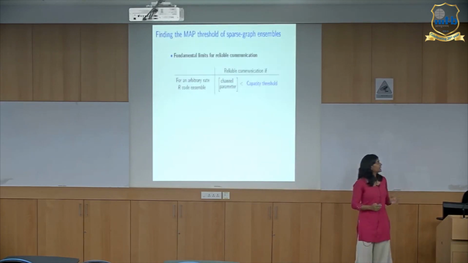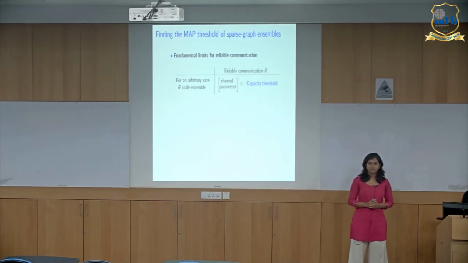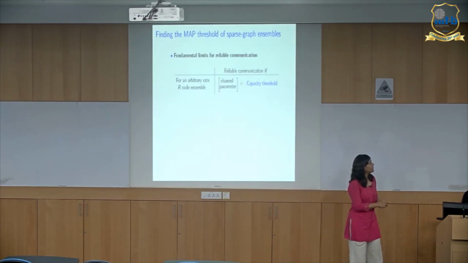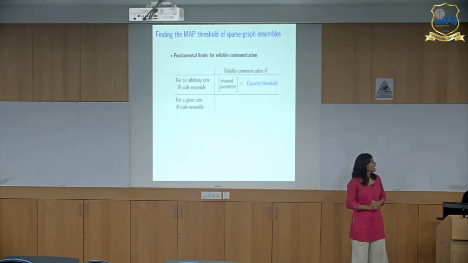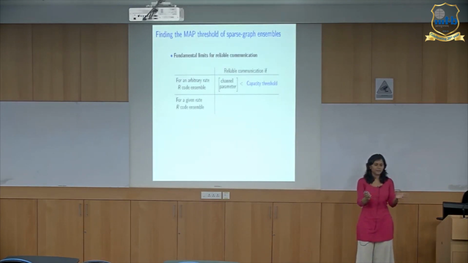Let's summarize whatever I have talked about till now. This one slide will summarize the basics I have introduced about LDPC codes. As we all know, there are some fundamental limits for reliable communication. The first limit is given by Shannon, which says that for an arbitrary random code ensemble, reliable communication is possible if the channel parameter is strictly less than the capacity threshold. Next, suppose we have a specific code ensemble, not arbitrary, say given by a particular degree distribution pair. For such an ensemble, reliable communication is possible if the channel parameter is less than the MAP threshold.